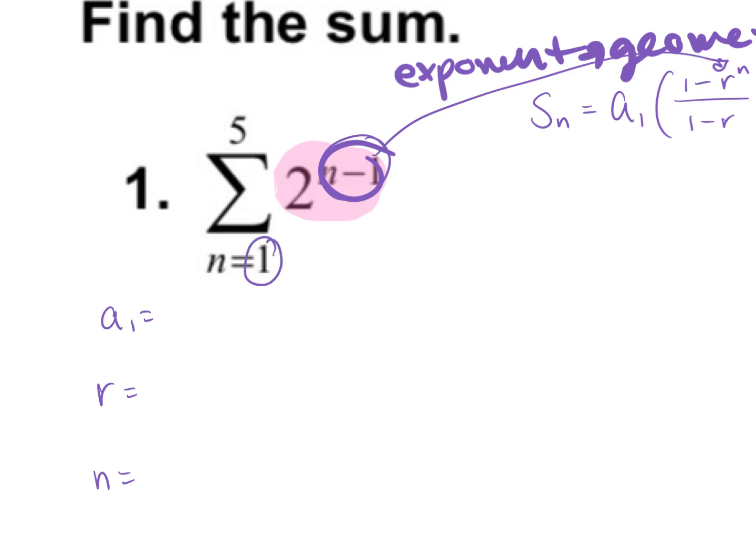Plug in the first number that it gives us for n, so I'm plugging in 1 into n. 2 to the power of 1 minus 1 would be 2 to the power of 0. And what's 2 to the power of 0? 1. Anything to the power of 0 is 1. So our first term is 1. How would I find my common ratio? The number that has the exponent. So the number in front of the exponent, 2, would be our common ratio. And the last one, n. And then what would our n be? The number on top, 5.